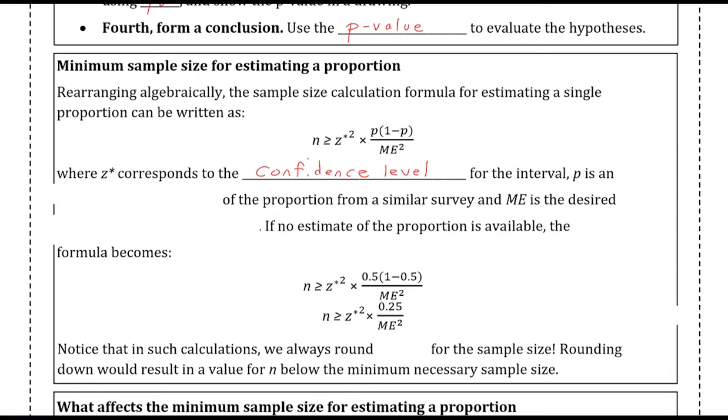The p there is an estimate of the proportion from a similar survey, and me, as I stated, is the desired margin of error. If no estimate of the proportion is available, the formula changes a little bit and becomes little n is greater than or equal to z star squared times 0.5 times 1 minus 0.5 divided by the margin of error squared. Or, since we are now substituting 0.5 into where p is, we can calculate the top algebraically. 0.5 times 1 minus 0.5 gives us 0.25.